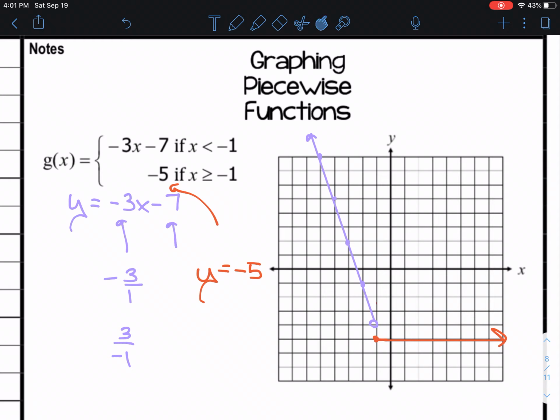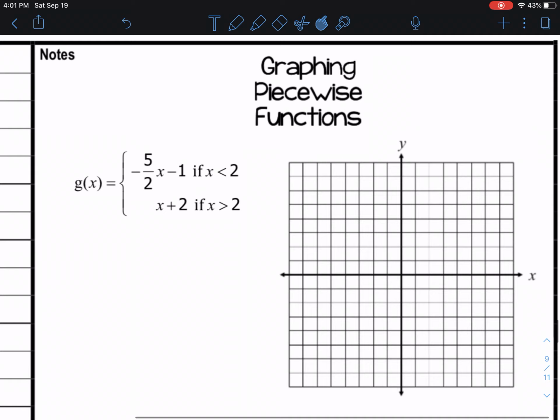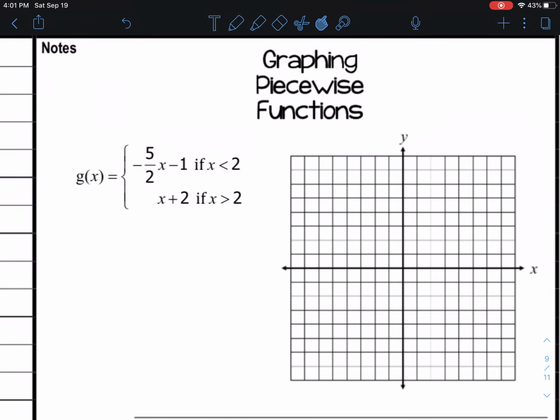Okay. Hopefully that makes some sense. Let's take a look at another one here. All right. I would like you to try this one if you can and see how you do.